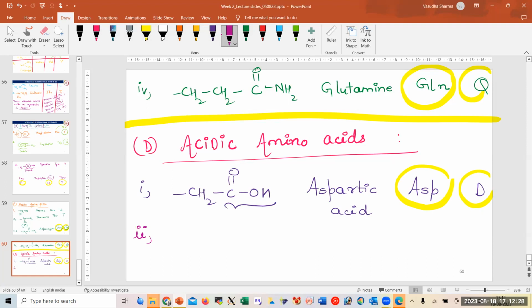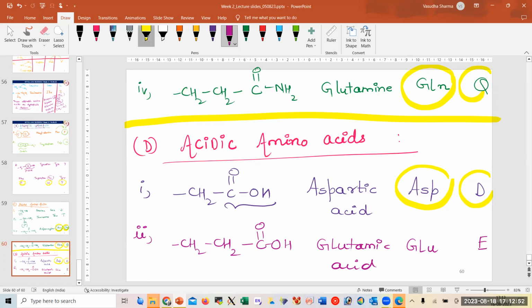The second one is having one more CH2, called glutamic acid. You can see that glutamine and glutamic acid both have 3 carbons, written as GLU and E. Please remember the symbols. So these are the acidic ones.